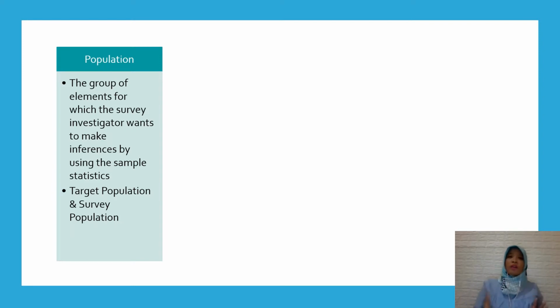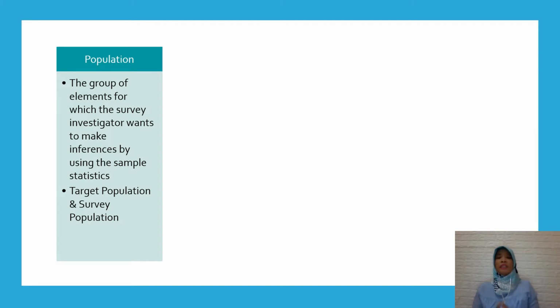So there are two types of populations actually. There's target population and there's survey population. The target population is really the population that we are targeting in the survey or the research. So for example, if we want to study the whole nation of Indonesia, then our target population will be all Indonesian citizens. That's the example. All Indonesians in the whole country will be our target population.